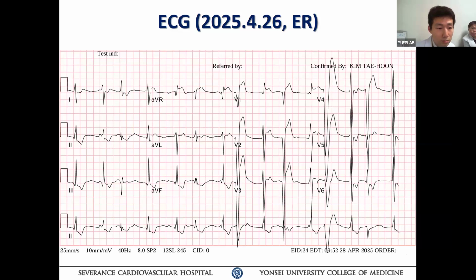Okay, in the rhythm strip, how many different kinds of QRS can you see? Many. Are they regular or irregular? Regular. Wide complexes or narrow complexes? Some of them are wide, some of them narrow, right? Yeah. And is there any P and QRS relationship?